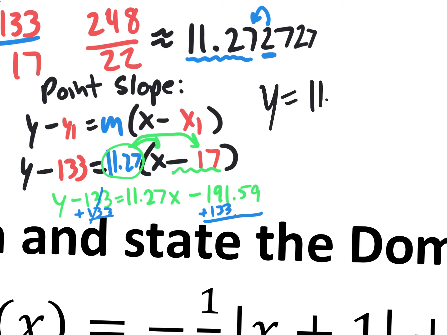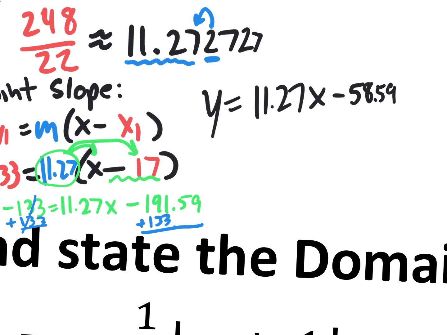Y equals 11.27x, and anybody have that answer? Negative 191.59 plus 133? It's negative what? Negative 58.59. You guys agree with that? Yes? Okay. So there is our prediction equation. This is one answer that you will have to write exactly like this on the midterm.